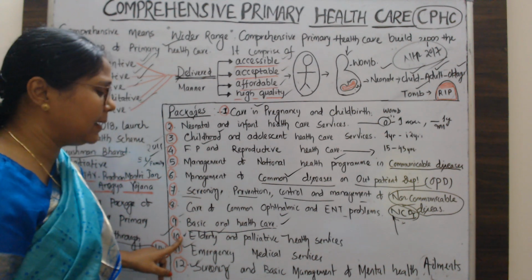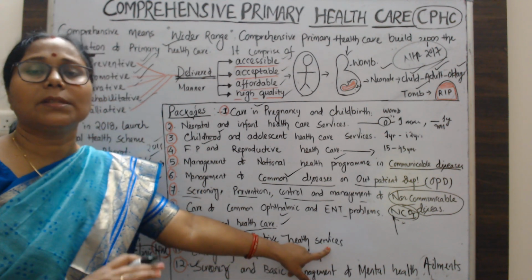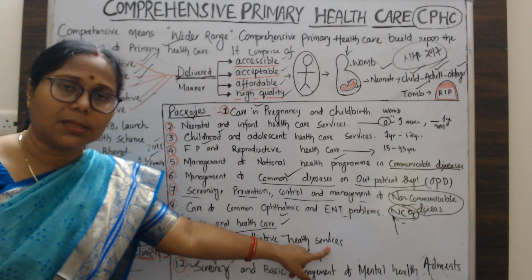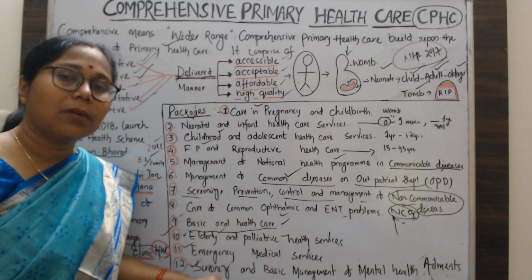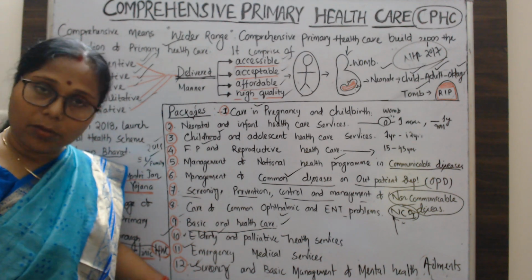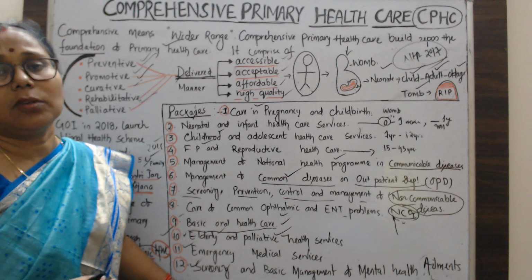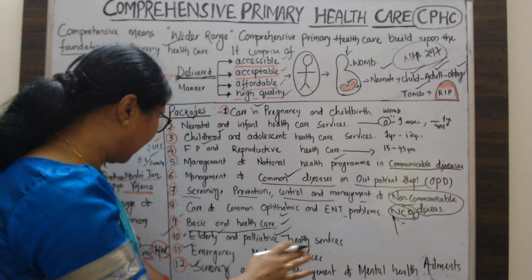Next, 10th one, elderly and palliative health services. The person who is in old age, we call it geriatric health services. So whatever health services are required at that time are also provided. And those who are terminally ill or in chronic cases, health services are also provided.